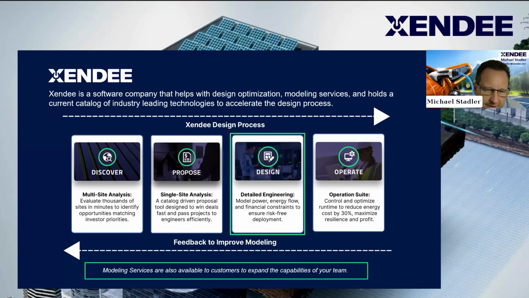The first one is the Discover tool, which is a multi-site analysis tool that helps us to screen multiple sites. If you are, let's say, a real estate owner and you have hundreds of sites, or you want to figure out in your portfolio which sites are really attractive for microgrids or DERs, then this is the tool that helps you. With the Propose tool, you can write proposals for funding agencies, government, or for your clients if you're a vendor very quickly. It's very database driven. You can do this within a couple of minutes.